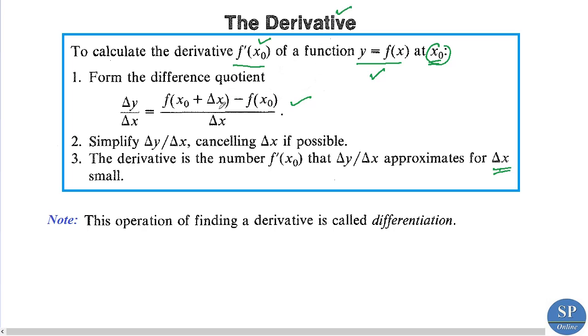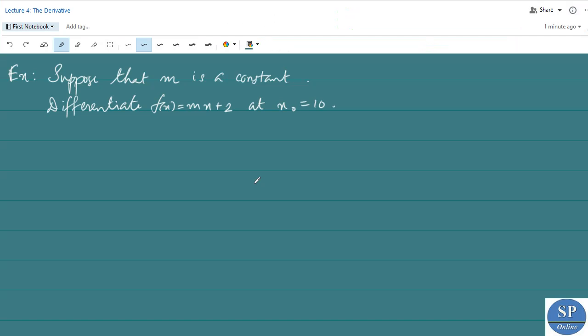This is actually the same method that we used to find the instantaneous velocity or slope of the tangent line. This operation of finding the derivative is called differentiation. That is, differentiation is the process of finding the derivative of a function. Now we can do a problem.